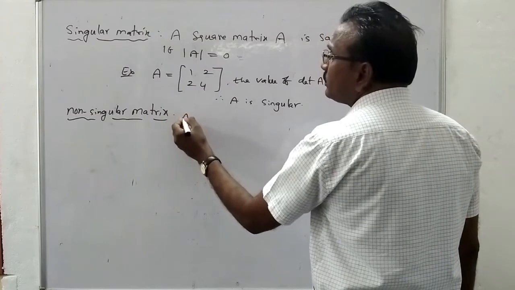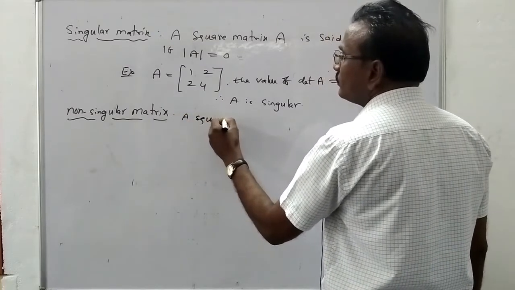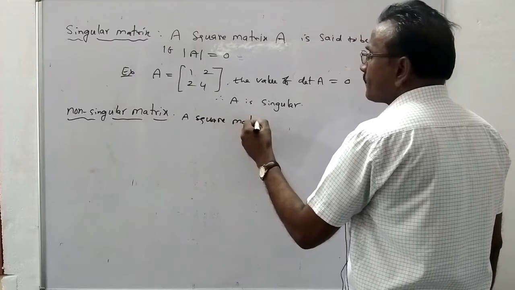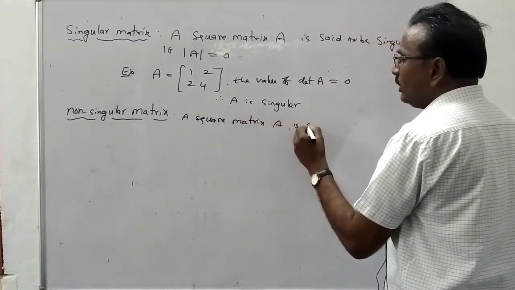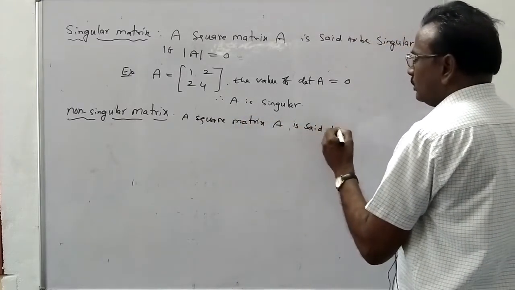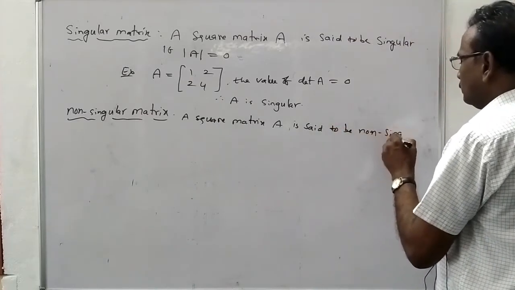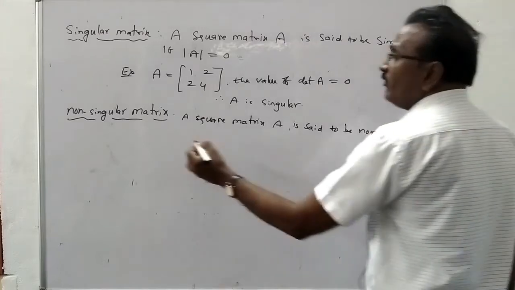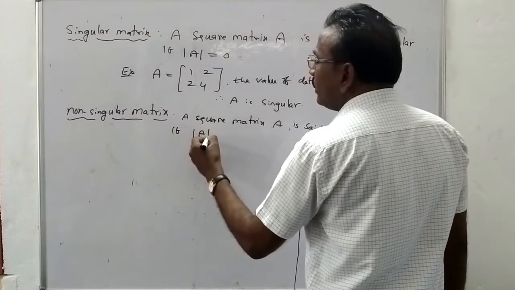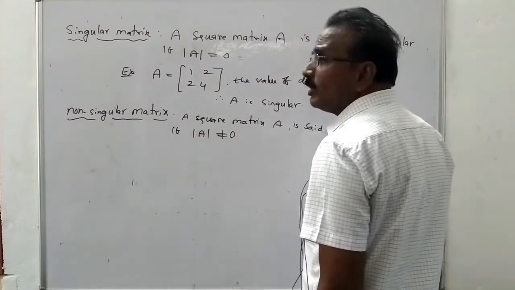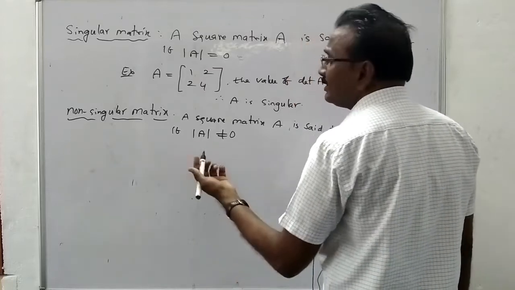A square matrix A is said to be non-singular if determinant of A is not equal to 0. Non-singular means determinant of A is not equal to 0.